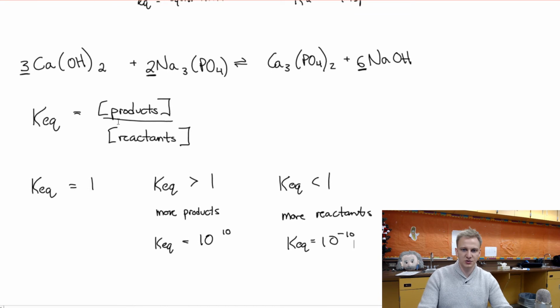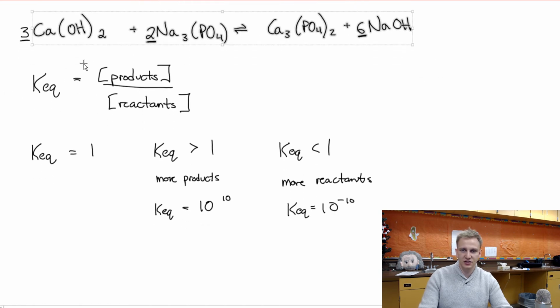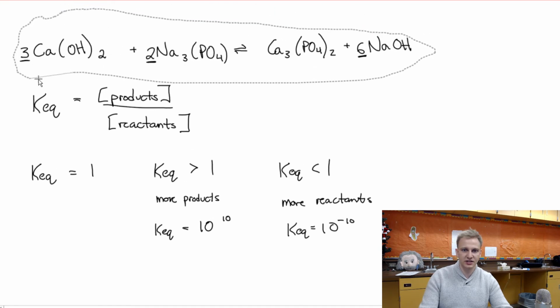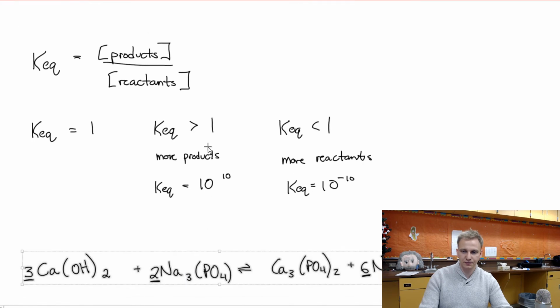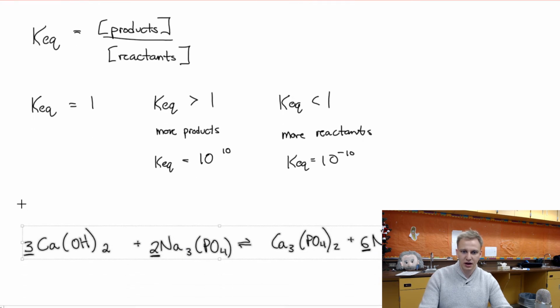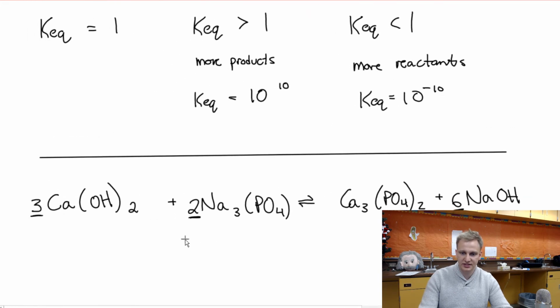And so what we're going to do is show you how the KEQ works. I did this equation up above here, and I'm just going to move this equation down for us so that we can go through it together. So this equation here is 3 Ca(OH)2 reacting with 2 Na3PO4, and then reacting to produce Ca3(PO4)2 and 6 NaOH.